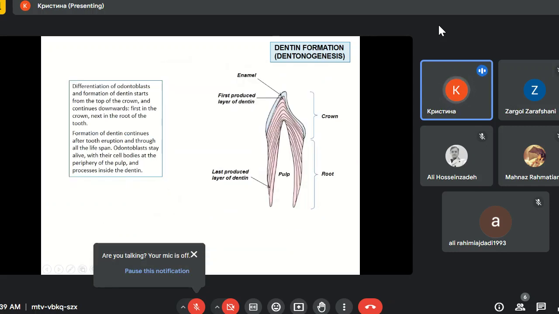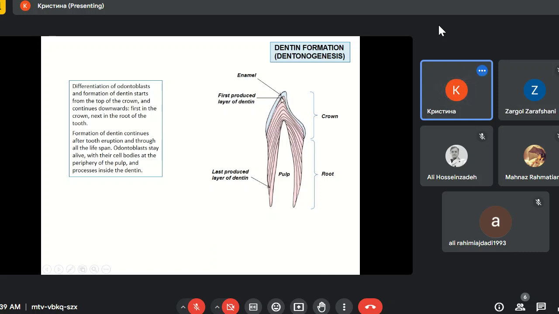The process of the formation of dentin and enamel starts from the tip of the cusp of the tooth, from this area, and continues downwards. So this will be the first produced layer of dentin, this second, third, etc. And here will be the last produced layer of dentin. So at first, dentin in the crown region of the tooth is formed, and later the dentin in the root of the tooth is formed.